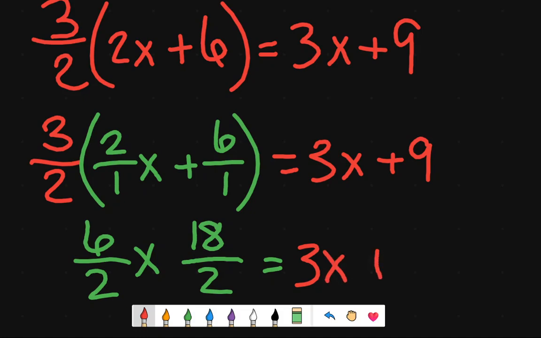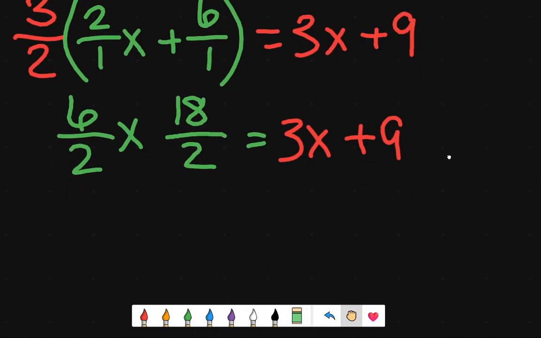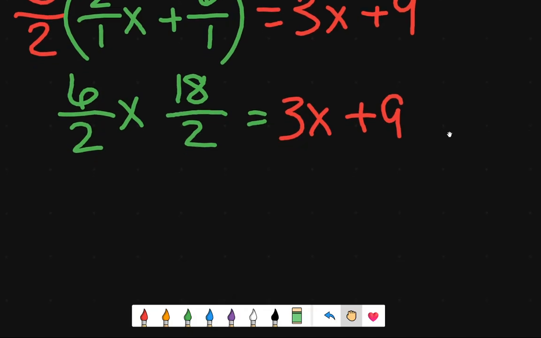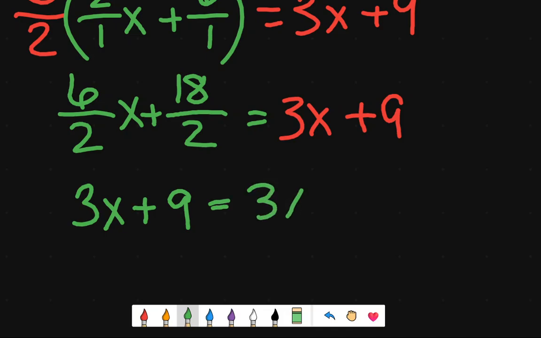3x plus 9. Okay, the next step, we can simplify our fractions by division because 6 divided by 2 is 3. We have 3x. 18 divided by 2, don't forget our plus here. 18 divided by 2 is 9. And that's going to be equal to 3x plus 9.